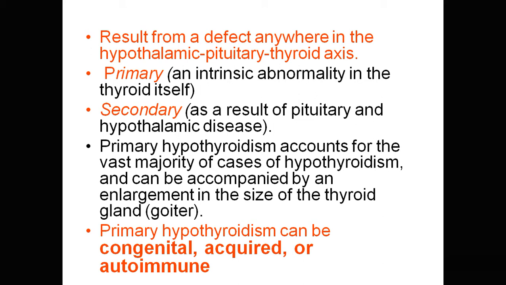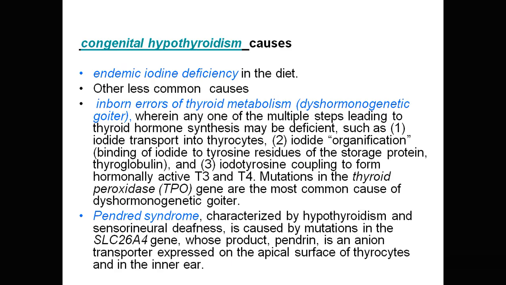and hypothalamic disease. Primary hypothyroidism accounts for the vast majority of the cases of hypothyroidism, and it can be accompanied by enlargement of the size of the thyroid gland. So primary hypothyroidism can be congenital, acquired, or autoimmune.